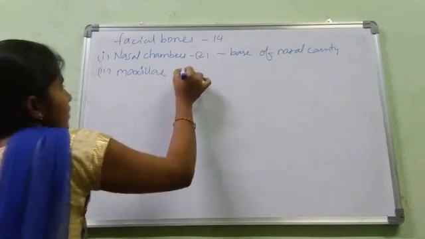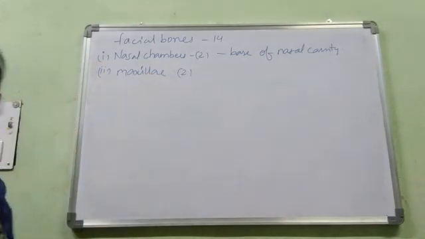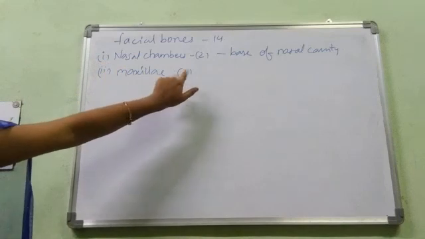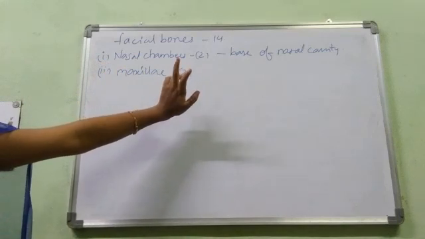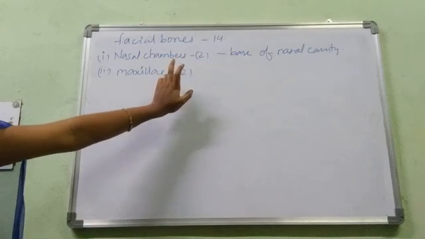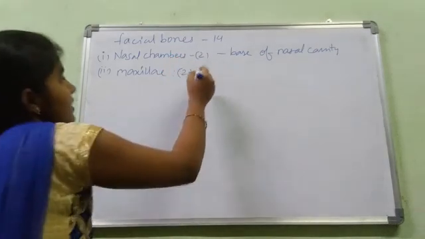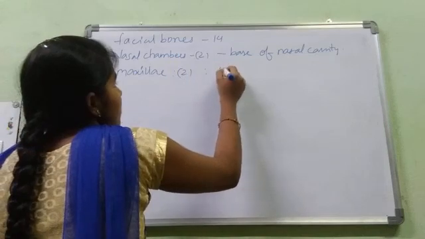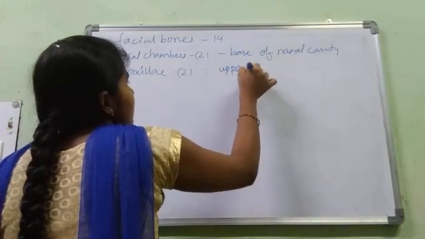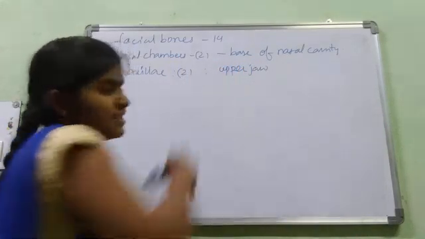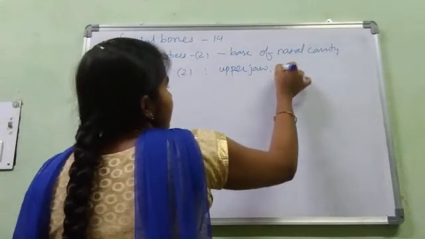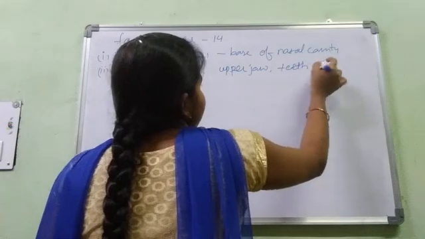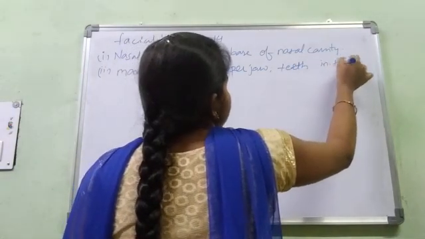Maxillae. These are also two in number. They form the upper jaw. The two maxillary bones form the upper jaw, and this is the jaw where our teeth are embedded in the sockets. Here teeth are embedded in sockets.